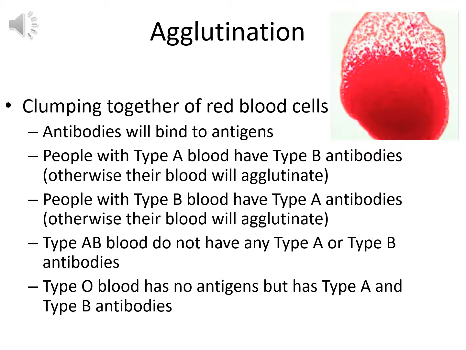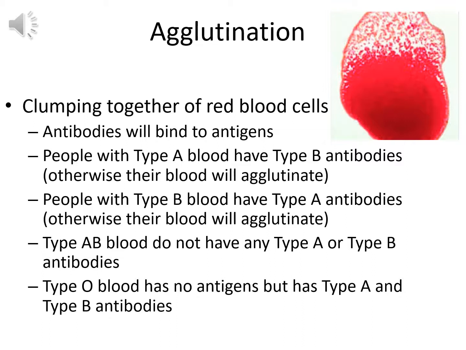So they can't have both the A antigen on the blood cells and the A antibody in the serum, or we would have agglutination and death, so that doesn't occur. Likewise, people with type B blood have the type B antigen on the blood cells and type A antibodies in the serum, because we can't have the type B antibodies, otherwise we'd get agglutination for the same reason we couldn't have A antigens for the type A individuals.